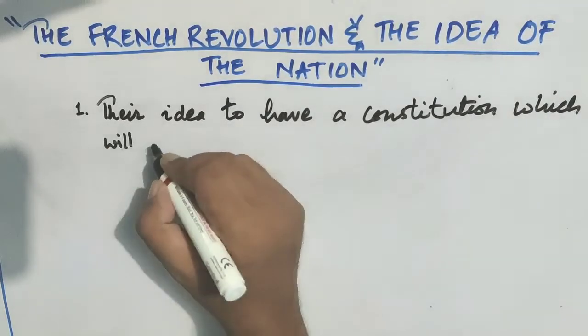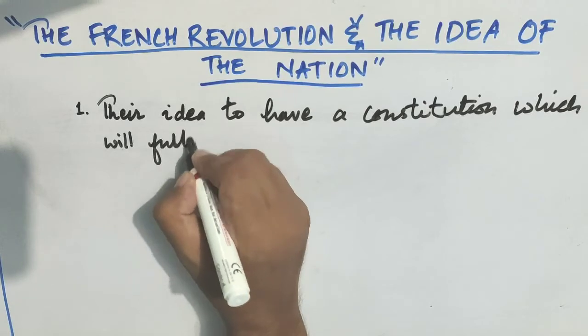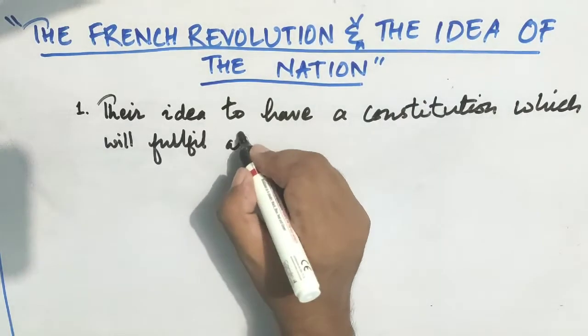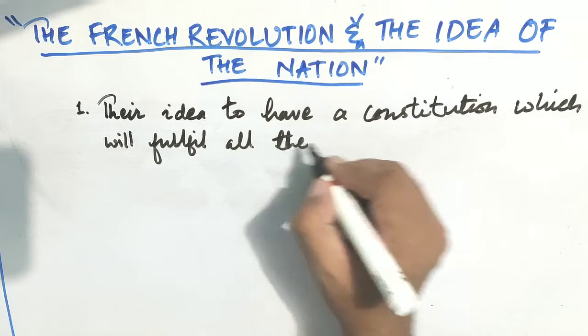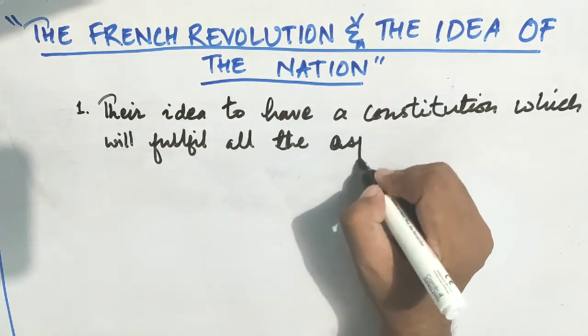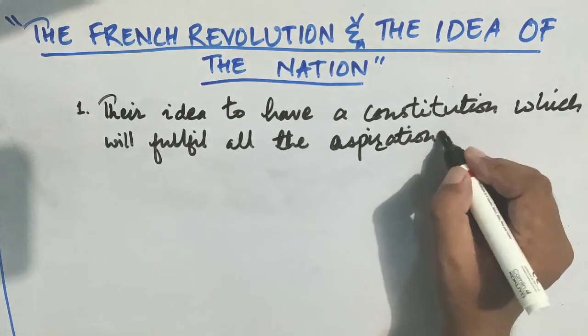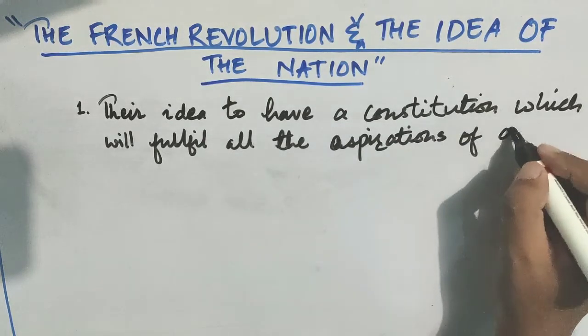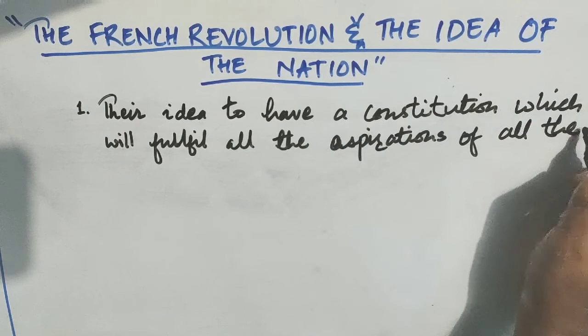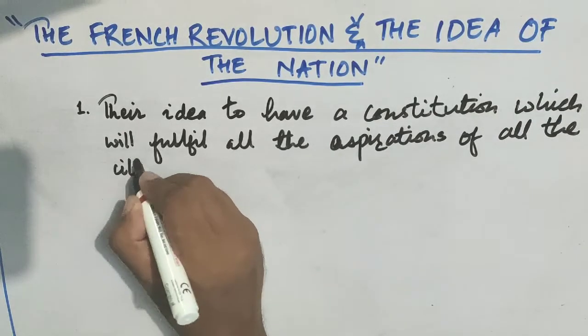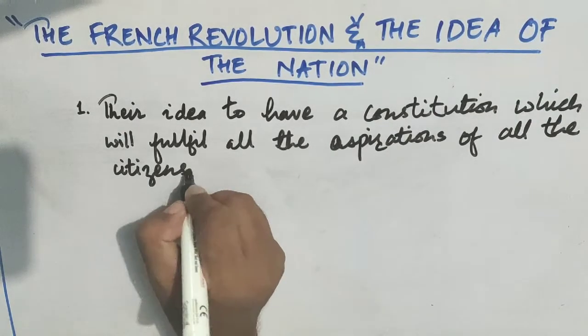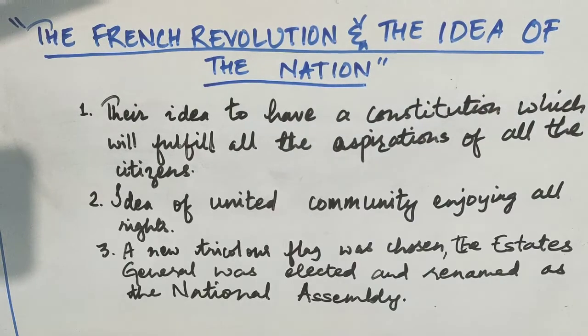The French revolutionaries brought various ideas to create a sense of collective unity. They are as follows. A constitution was required to fulfill the needs of the people. A tricolor flag was chosen. The Estates General was renamed the National Assembly. Hymns were composed. Oaths were taken. Martyrs were commemorated. Uniform law for all citizens, and so on.